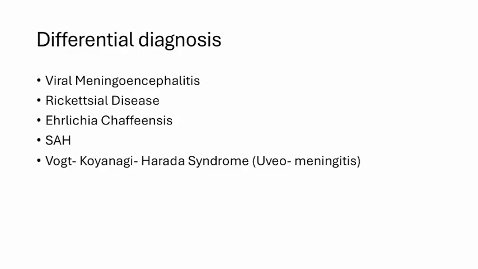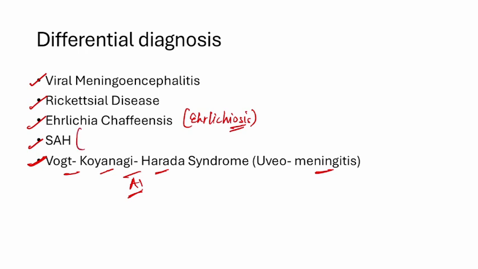DD. Differential diagnosis can be viral meningitis, meningoencephalitis, rickettsial disease, Ehrlichia, also known as ehrlichiosis, which is also bacterial. Subarachnoid hemorrhage can also be there. And uveomeningitic syndromes, Vogt-Koyanagi-Harada syndrome, an autoimmune syndrome in which the uvea, that is the iris and the muscles of the iris, are involved along with meningitis. Subarachnoid hemorrhage is also a differential diagnosis of acute bacterial meningitis.